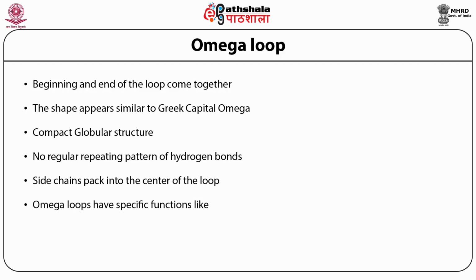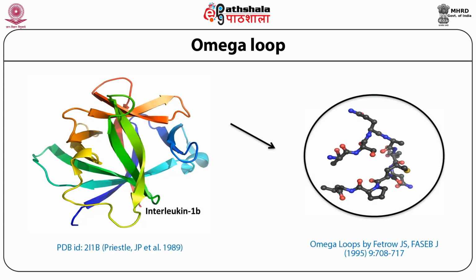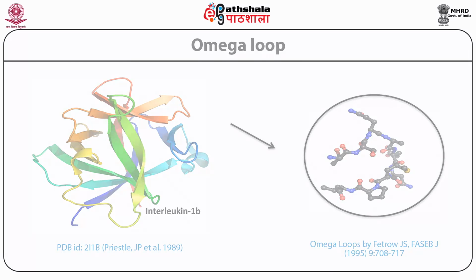Omega loops have specific functions, like two proteins interacting with each other to form dimers. There could be a phosphate binding loop of the nucleotide binding proteins. So these are loops of about 5 to 10 amino acids which form this kind of function. The classical example of an omega loop is interleukin 1b. You can see the omega loop here, where the beginning and end actually come together. Here it is connecting the two beta sheets.